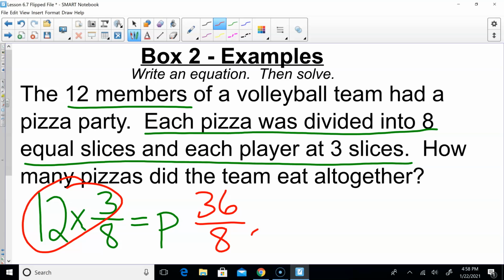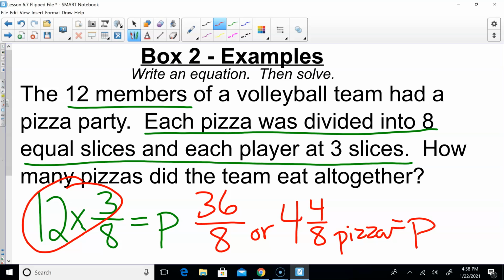So I would do this. We can turn it into 4 and 4/8 pizzas equals P. So most likely when they called Domino's or wherever they called, they probably had to order 5 pizzas to feed all of the players. And then there's some leftovers for me for lunch for the next day.